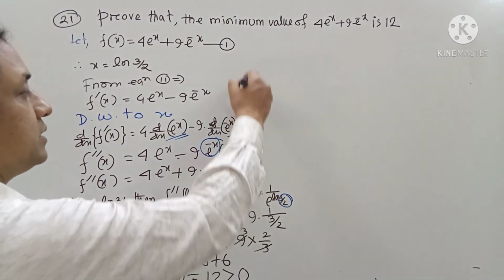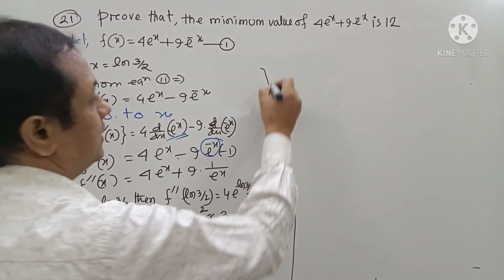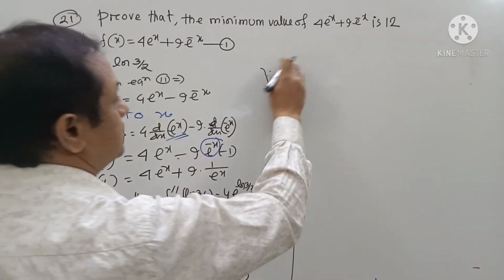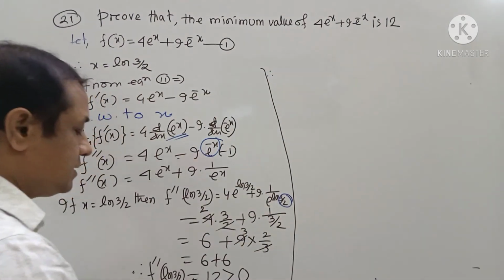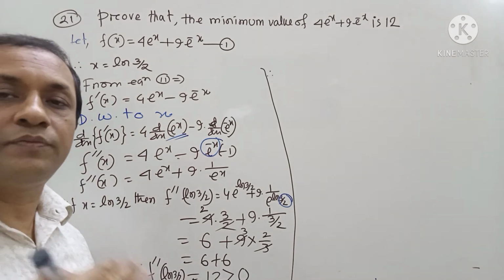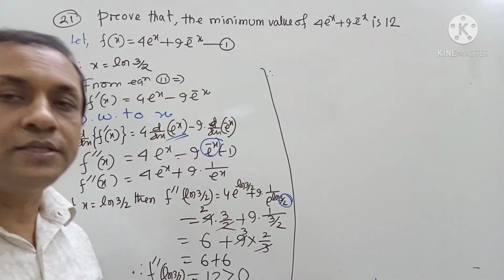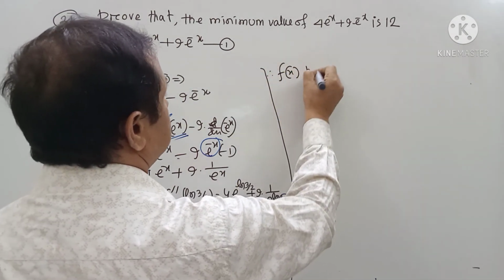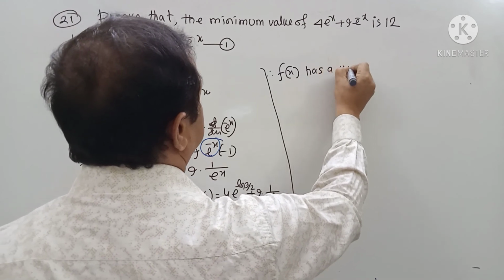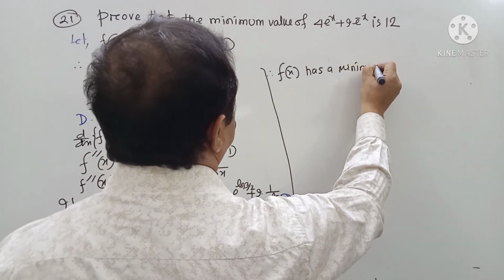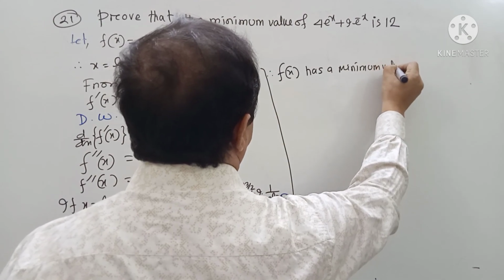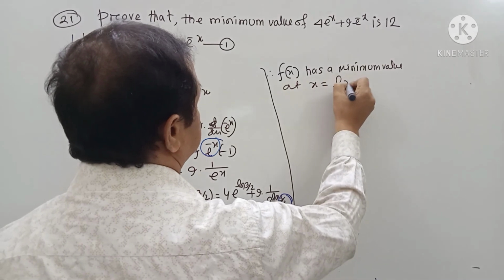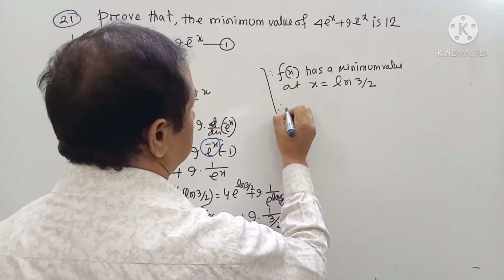So students, here x equals ln 3 by 2. Since the value of f double prime is greater than 0, the function f of x has a minimum value at x equals ln 3 by 2.